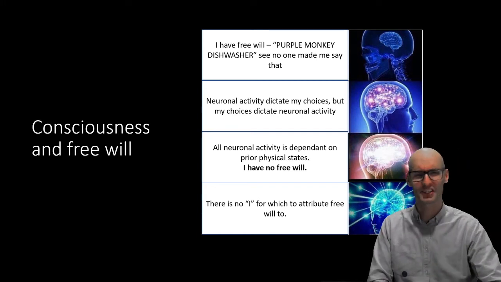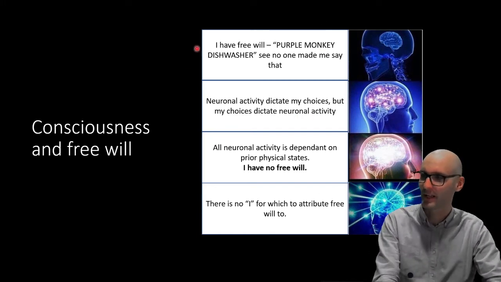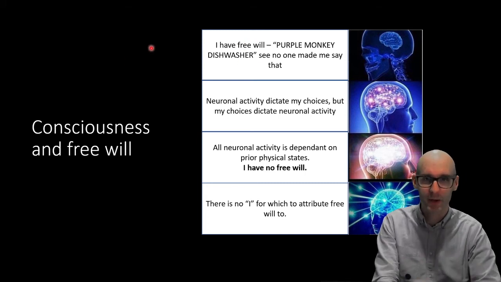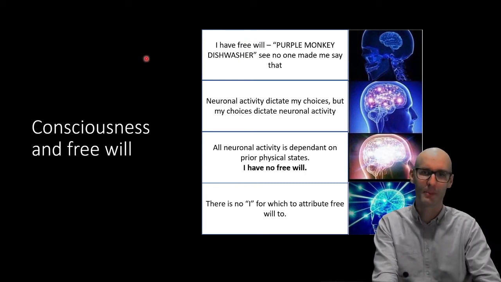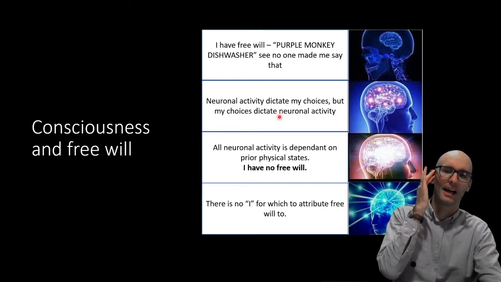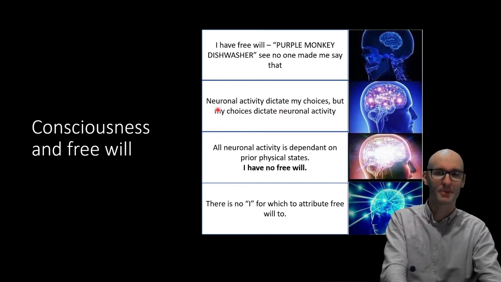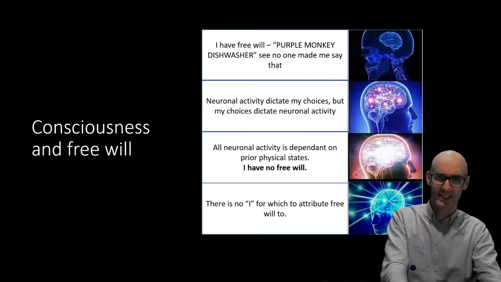I've got this hilarious meme here. Obviously, you've got to meme it up a little bit. I have free will, purple monkey dishwasher. See, no one made me say that. That's my brain. Neuronal activity dictates my choices, but my choices dictate my neuronal activity. That's average brain. All neuronal activity is dependent on prior physical states, therefore I have no free will.